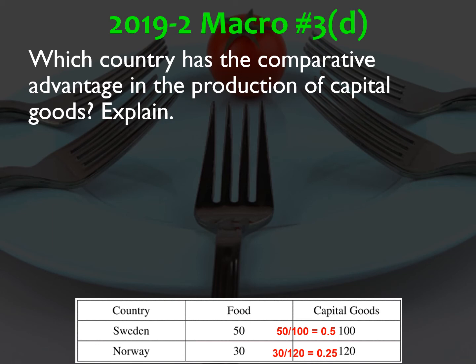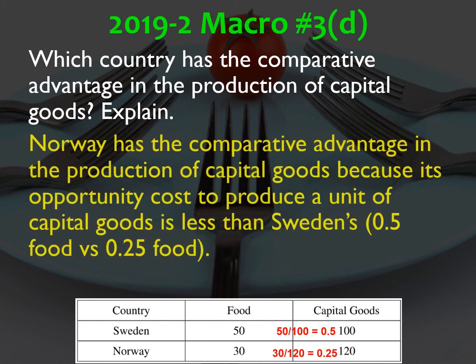For Norway, they produce 120 capital goods. They give up 30 units of food. So for each capital good, they would give up 1/4 a unit of food. Therefore, Norway has the comparative advantage in the production of capital goods because it has a lower opportunity cost, 0.25 food versus Sweden's 0.5 units of food.